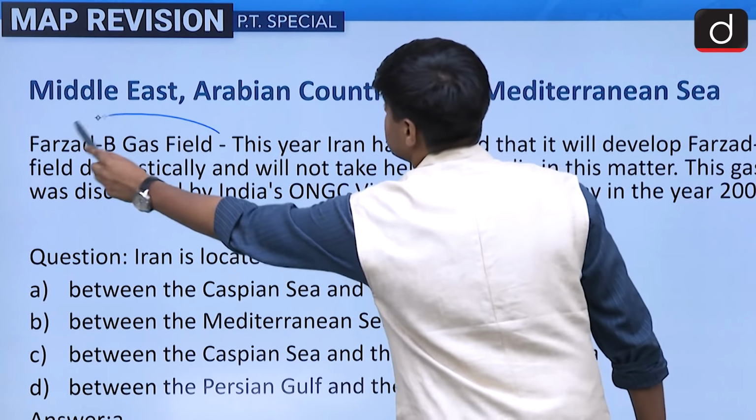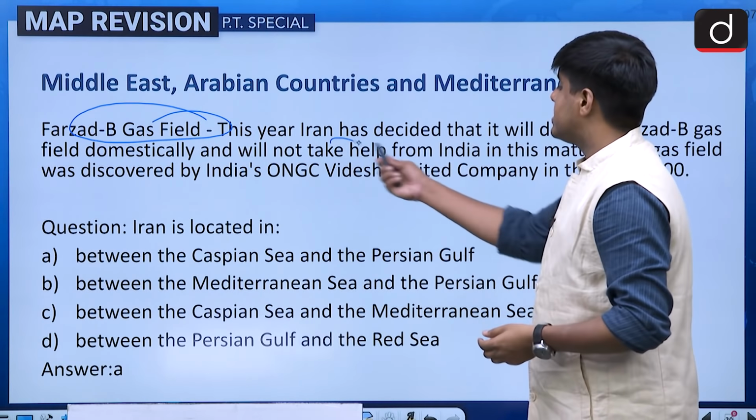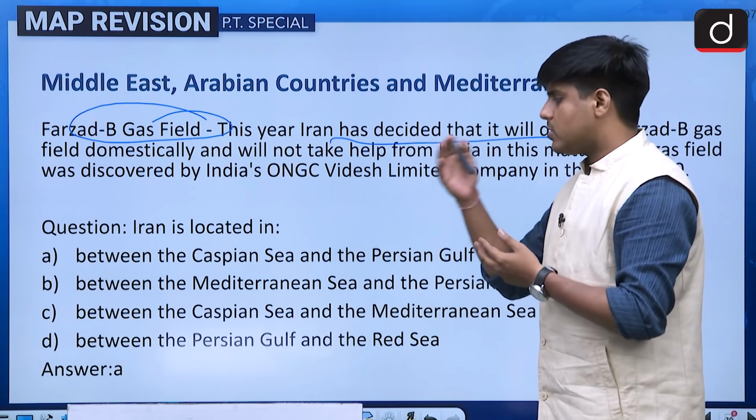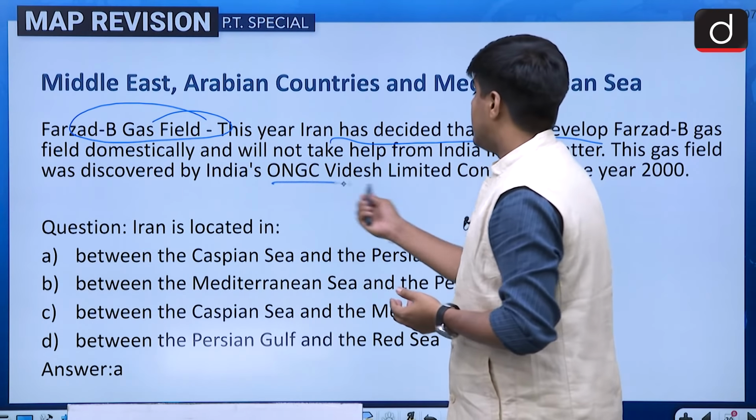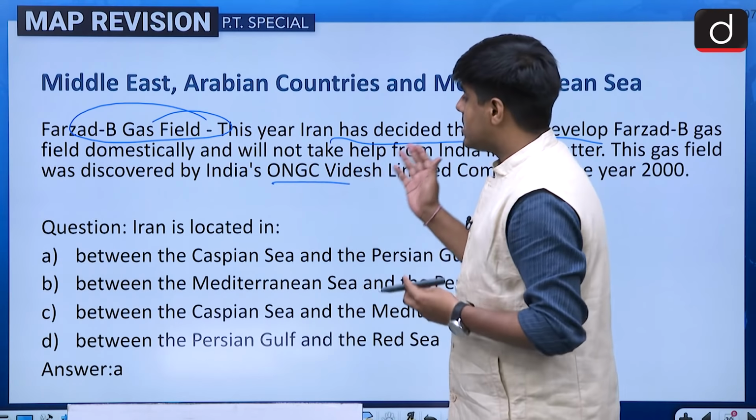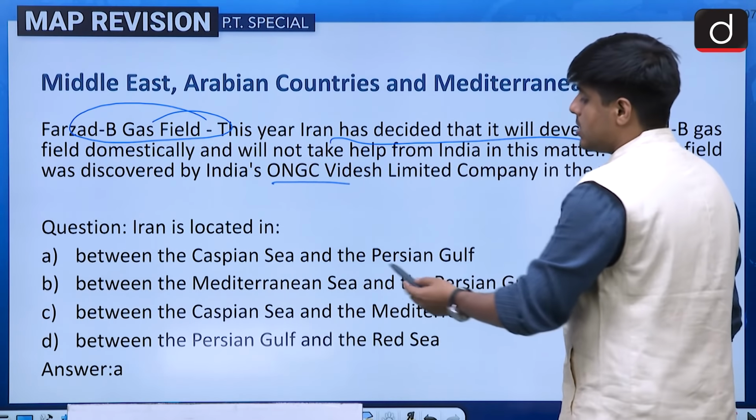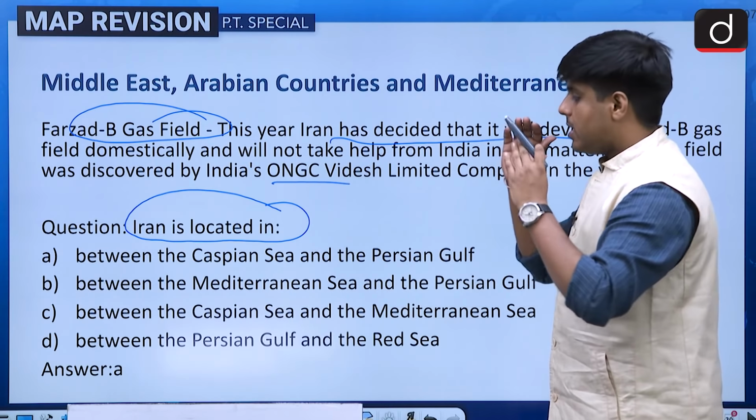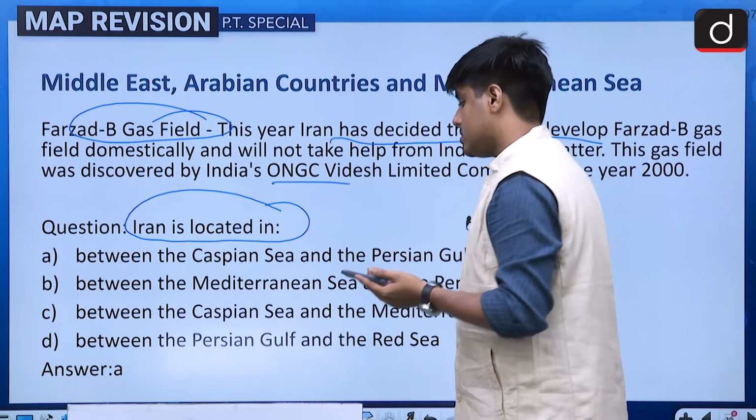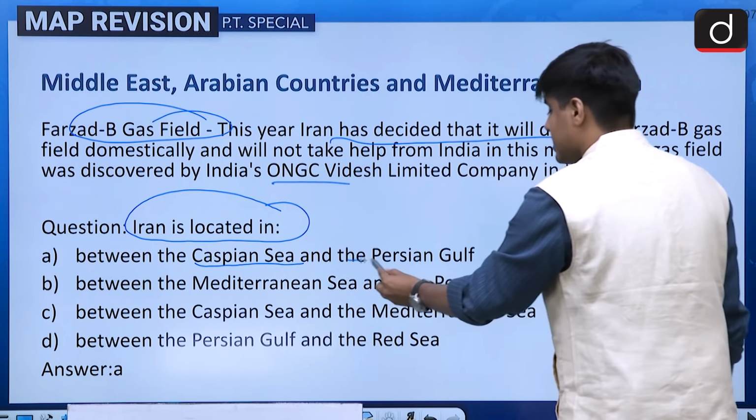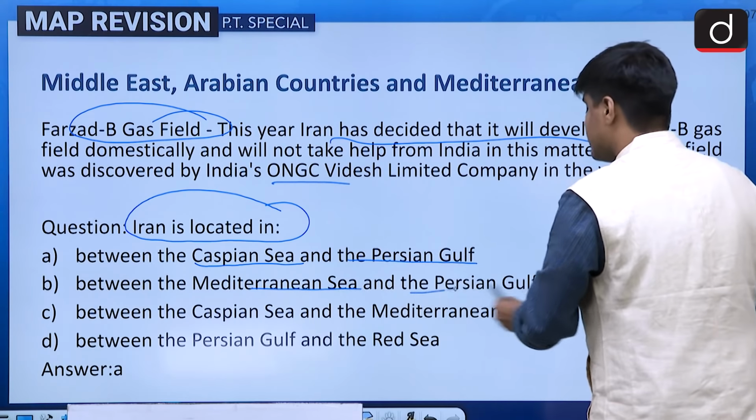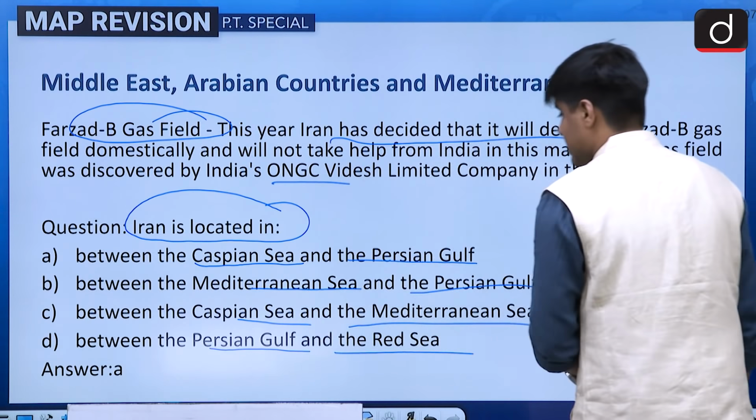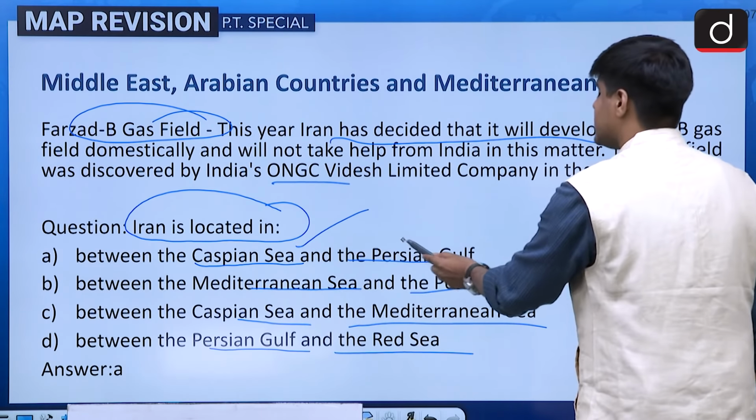Moving on further, now Farzad B gas field. It was in news because Iran recently decided that it will not take India's help in developing Farzad B, and it will develop it domestically. India's ONGC Videsh Limited had discovered the oil field here in 2000. So, the question here is very broad. Iran is located in... if you remember the broad geography of this area, you can easily answer this question. Is it located between the Caspian Sea and the Persian Gulf, the Mediterranean Sea and the Persian Gulf, the Caspian Sea and the Mediterranean Sea, or between the Persian Gulf and the Red Sea? So, the answer is the Caspian Sea and the Persian Gulf.